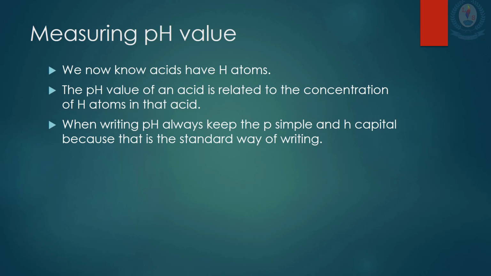What is the pH value? The pH value is related to the hydrogen ion concentration, not the atom, the ion concentration of the solution. We will later learn how we can exactly find the pH if we know the hydrogen ion concentration, but for now you should know that the pH value of an acid is related to the concentration of hydrogen ions.